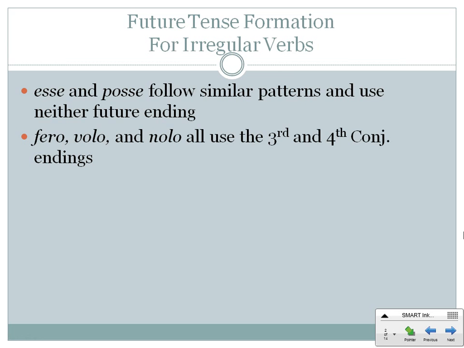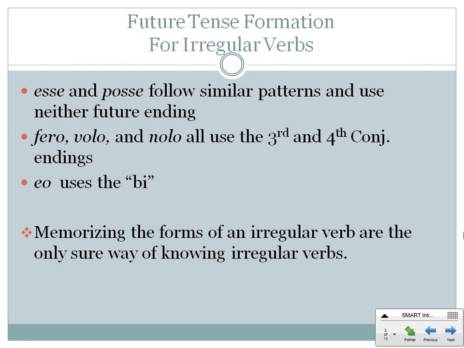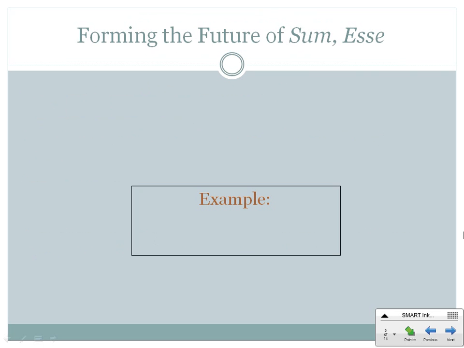Fero, volo, and nolo will all use the third and fourth conjugation endings. And eo will use the bi from the first and second conjugation endings in the future. And as always, memorizing verb forms of the irregular verbs is the only way to know for sure that you're doing it right.